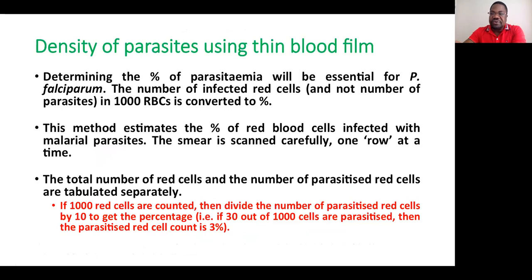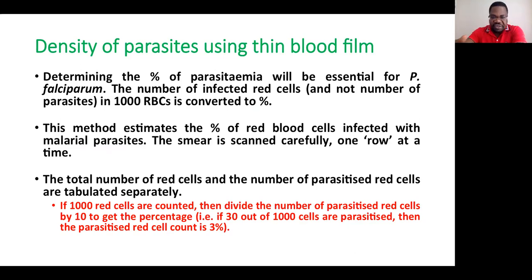But one other thing you can do, especially in a patient who is infected with Plasmodium falciparum, is that you need to calculate the density of the parasite. Remember, this Plasmodium falciparum is a serious infection. So you have to know the density of the parasite, how many cells are infected, how severe the condition might be in terms of laboratory workup. So you need to determine the percentage of parasitemia.